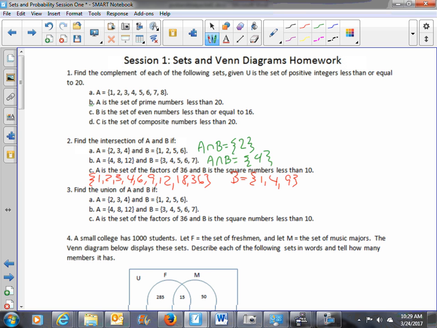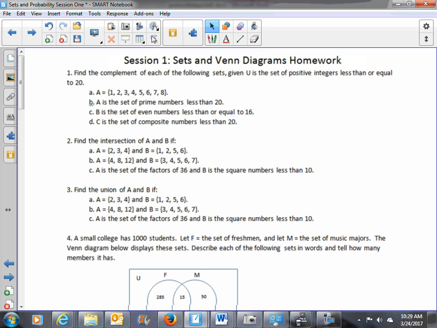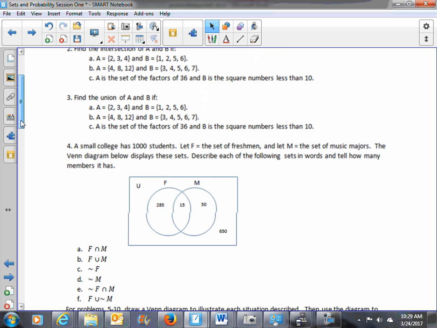So the intersection of A and B is the set 1, 4, 9. All right. On to union. Find the union of A and B if A is the set 2, 3, 4, and B is the set 1, 2, 3, 5, 6. Well, A union B will simply be the set 1, 2, 3, 4, 5, 6.